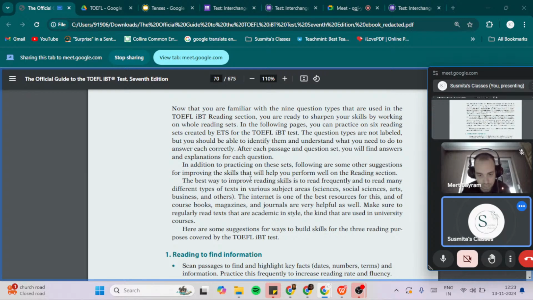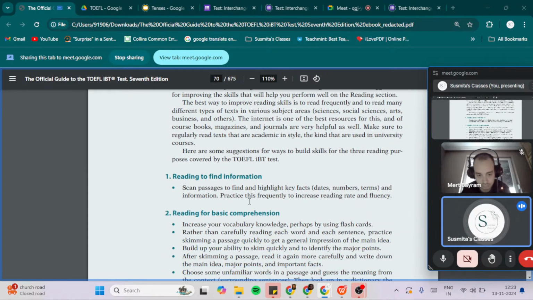Now, when you read, of course we are going to practice it, but it also becomes important that you understand how to scan and how to skim. Now, when you scan, you look for the keywords and you go through it quickly.